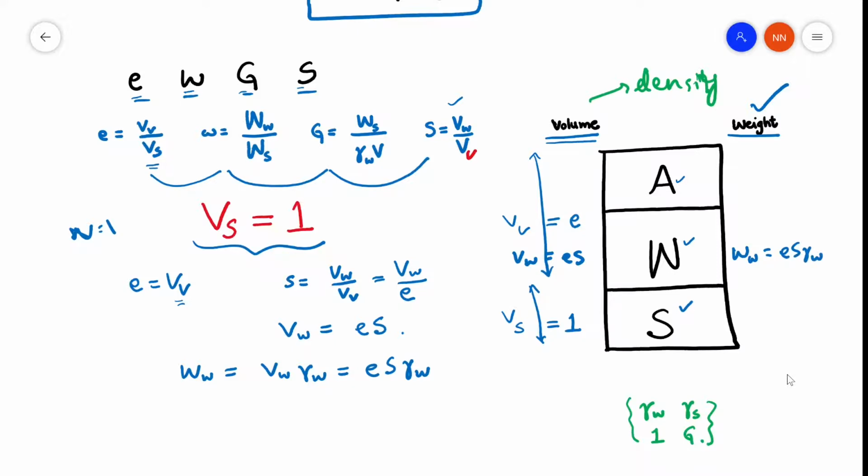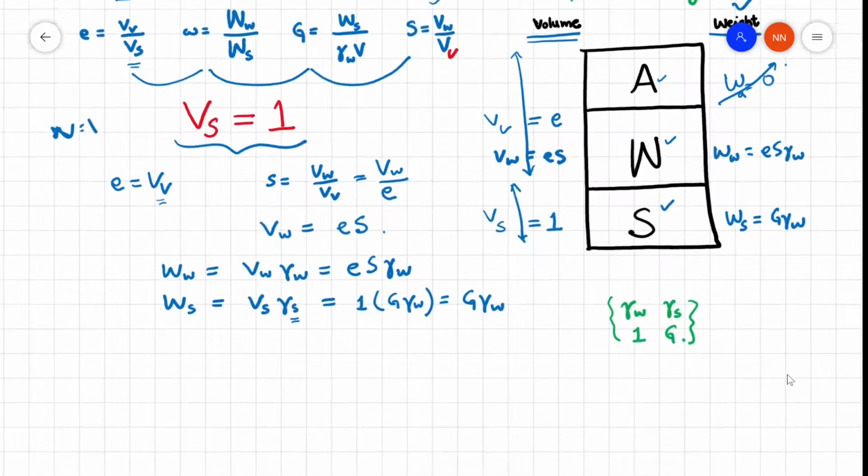And now let's also calculate the weight of solids. The weight of solids should be equal to the volume of solids times the unit weight of solids. We know that the volume of solids is equal to 1 in this case for simplification, and the unit weight is equal to the specific gravity times the unit weight of water. So this is G times gamma W. So we can fill this in here, G times gamma W. Weight of air is neglected to be 0. So this is done, and now we have all the quantities of the phase diagram.